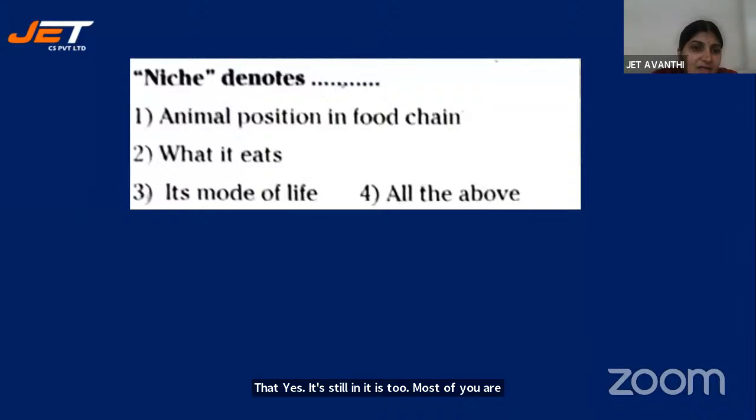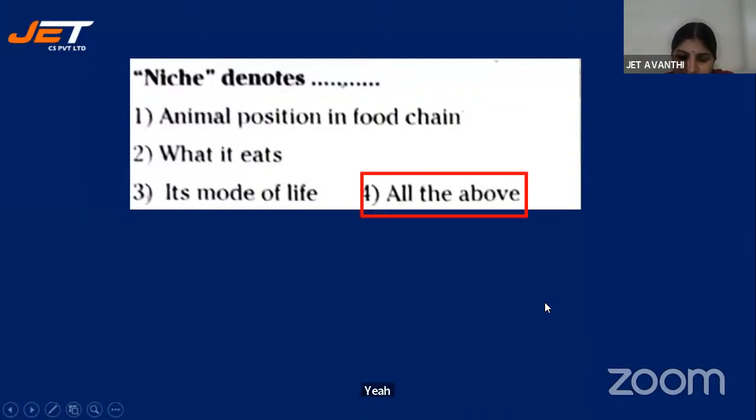Next. Niche denotes what? I already told you. Animal position in food chain, what it eats, its modes of life, that is. Yes, it is all the above, children. Agnivesh, Hanish, I think you don't have negative marks. Gayatri, Mahesh, Jnaneshwari, yes. Sai Vardhan, yes. All the above is the correct answer.